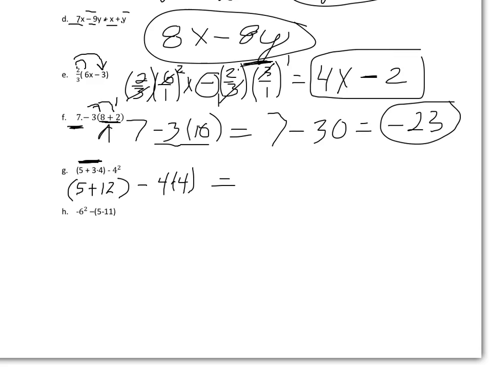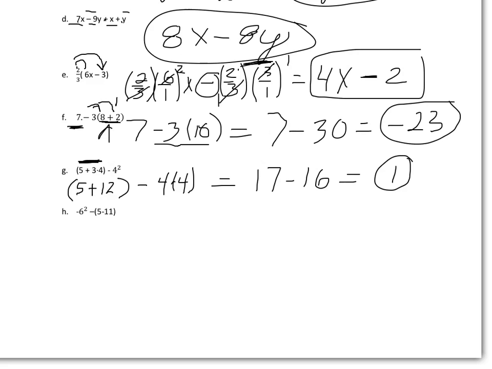Now working in the parentheses once again, 5 plus 12 is 17. So once we have that as a single number, we can drop the parentheses here. Negative 4 times 4 is negative 16. And at the very end, we'll go ahead and do our subtraction. 17 minus 16 is 1.